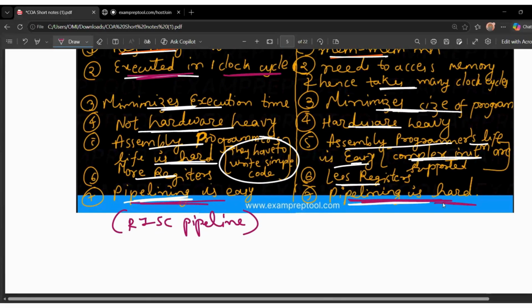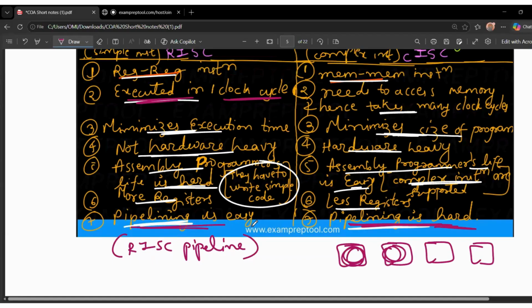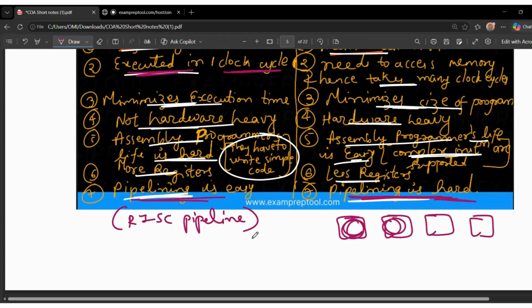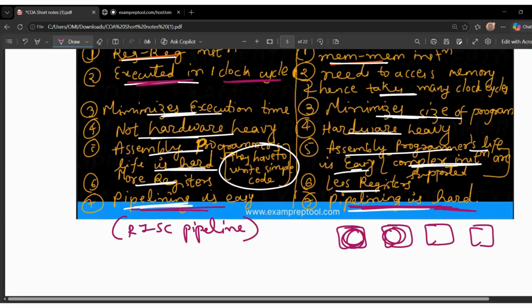And here pipelining is hard because in each stage you have to do many things. Complex instructions are there, so each stage will take time also, based on the instruction. We don't know which instruction you will use, so based on that, the time will also be more. So in CISC, pipelining will be hard.